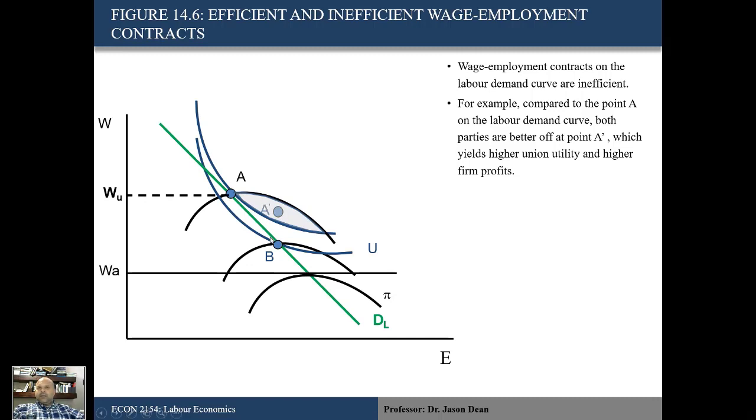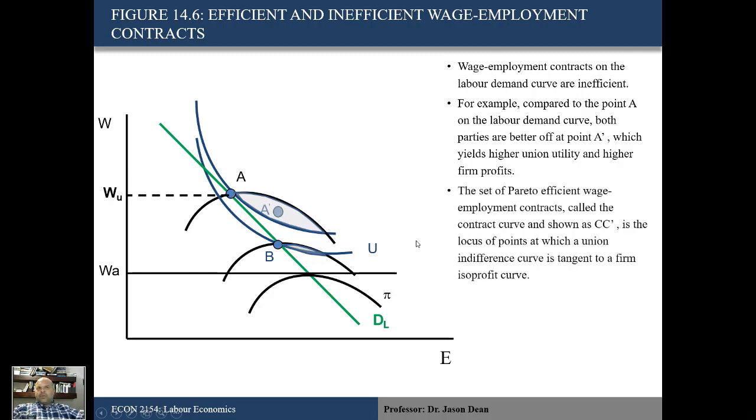If we look at any point on the labor demand curve, we can find a similar situation. For example, at point B, this area here would represent Pareto improvements. So now, what's the Pareto efficient point? Even at point A prime, it's not Pareto efficient because you could probably still do better for both parties. So you keep moving down the isoprofit curve and moving the union's indifference curve up until they're tangent, because if they're tangent, then at that point you can't make anyone better off without making someone worse off.